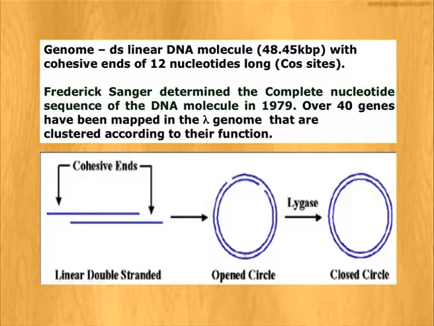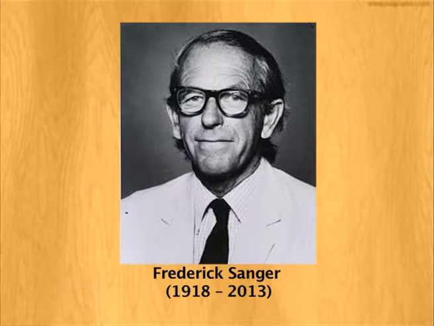The genome of lambda is about 48.5 kilobase pairs long. It is a double-stranded linear DNA molecule with two GC-rich, 12-nucleotide-long single-stranded overhangs at both ends. They are complementary to each other, so they can form base pairs, and thus these two sites are called cos sites. Frederick Sanger first determined the complete nucleotide sequence of the lambda DNA molecule in 1979.